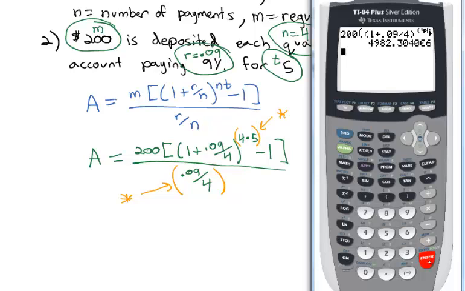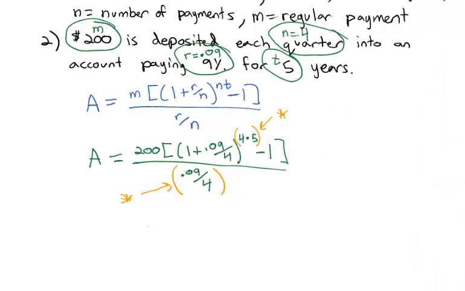And so the amount that's going to be in this account after the 5 years is going to be $4,982.30.